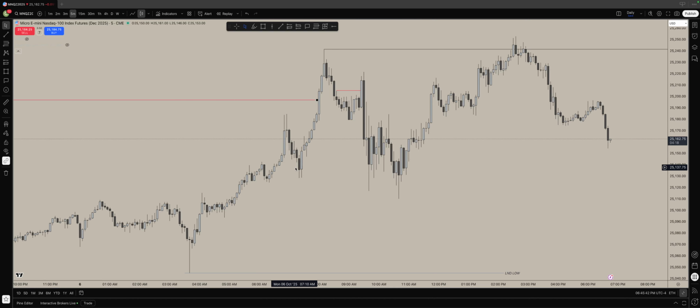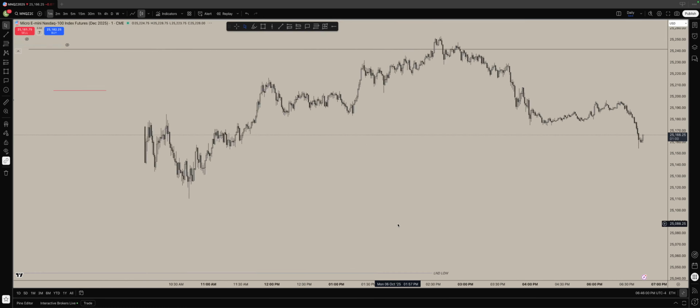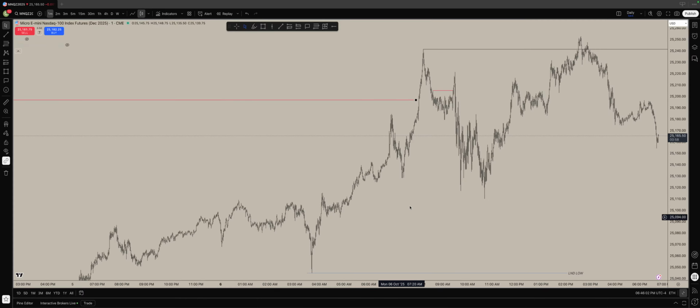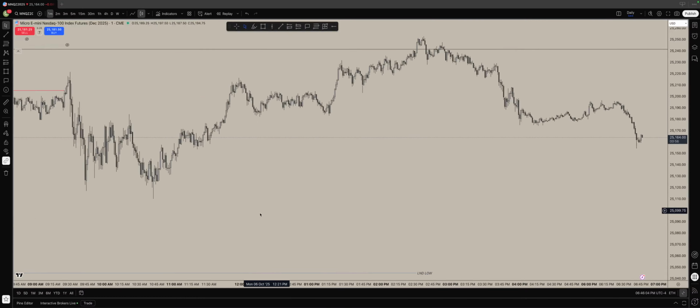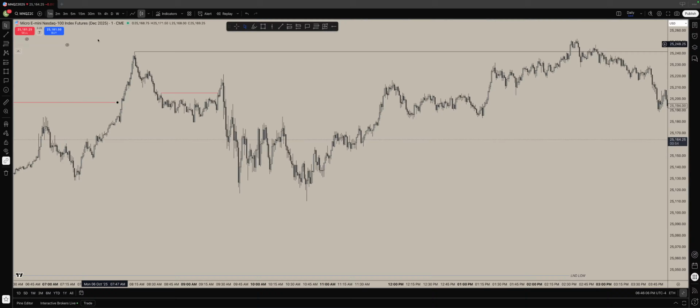So I really and truly missed a trade today. The second one's not as easy. I think that's more of a mistake. But I do 100% think that first one was a miss. So yeah, that's the trade recap from today, the 6th of October.